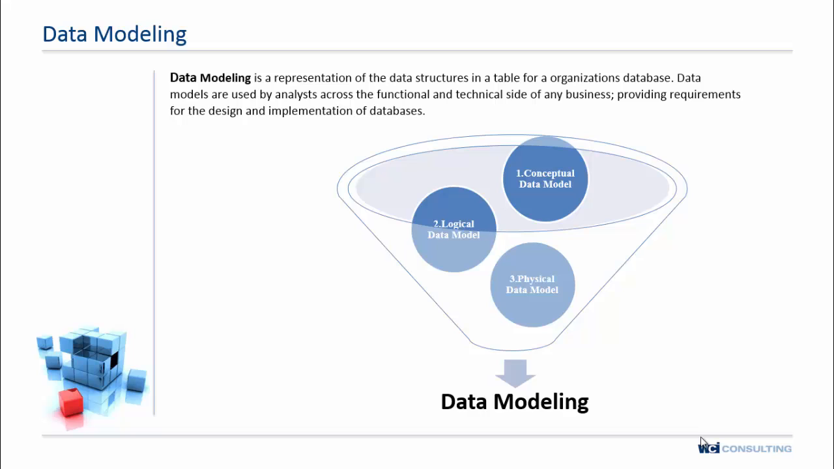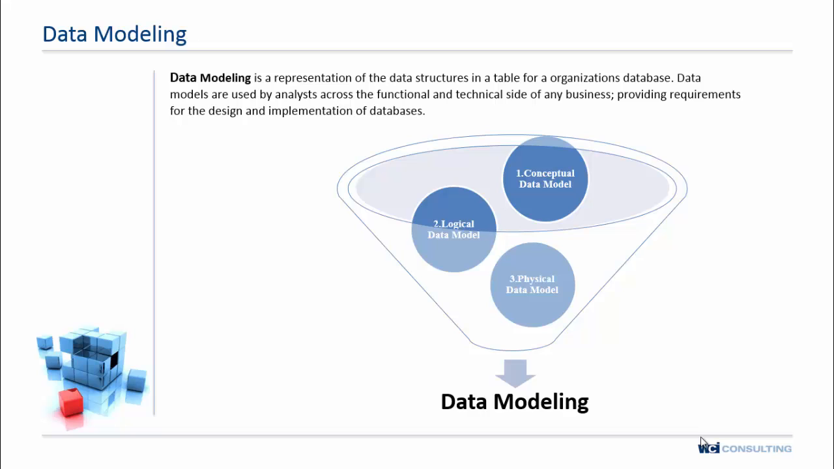Data modeling is the representation of the data structure in a table for an organization's database. That's just the basic definition. However, it's a really important subject when we're talking about data warehousing and business intelligence. So it made sense for us to put a little synopsis on the slide and cover 3 portions of what composes the definition of data modeling. They're broken into 3 parts.